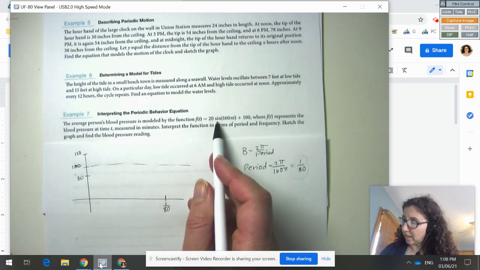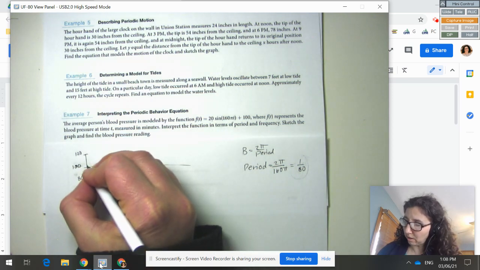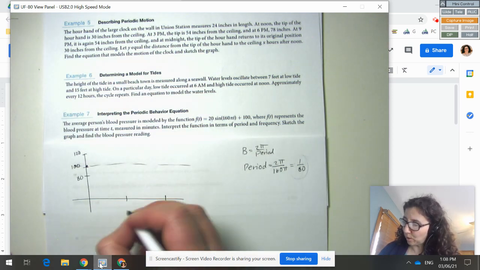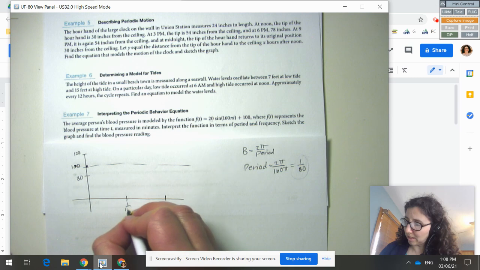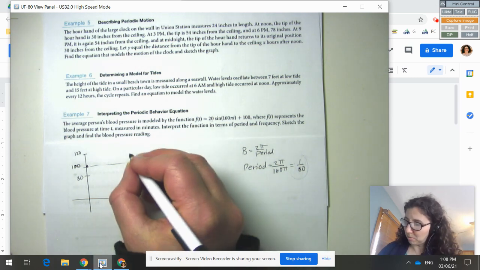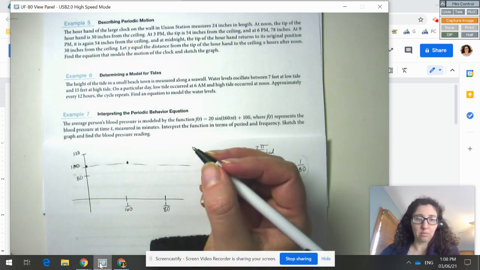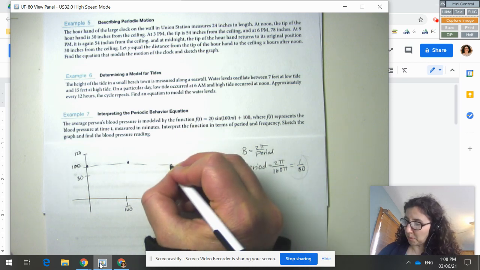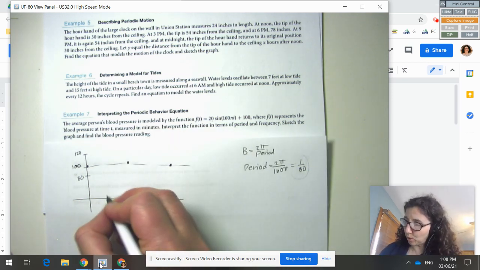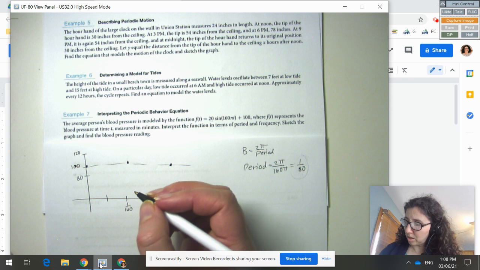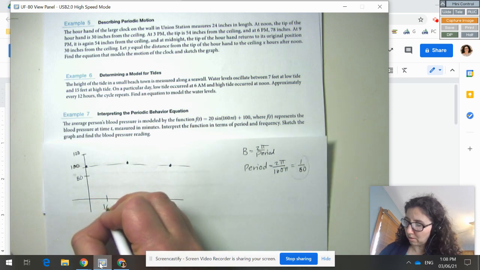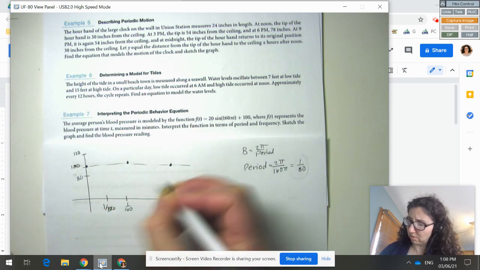And it's like a sine curve. So it's going to start here. Halfway through, let's say that's 1 over 160, it's going to be back at that baseline. And at the end, it's going to be back at that baseline. And halfway through, what is that? 1 over 320.